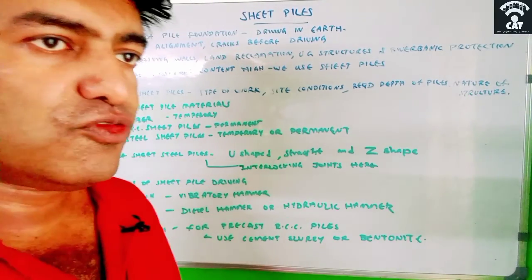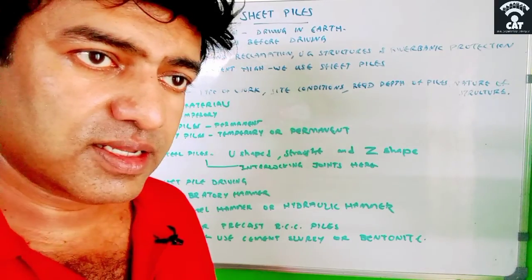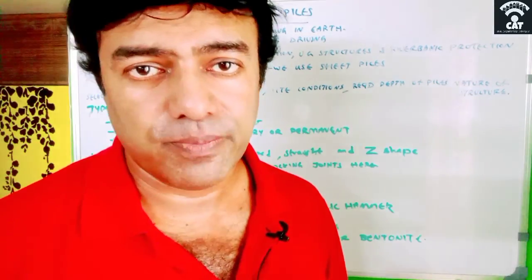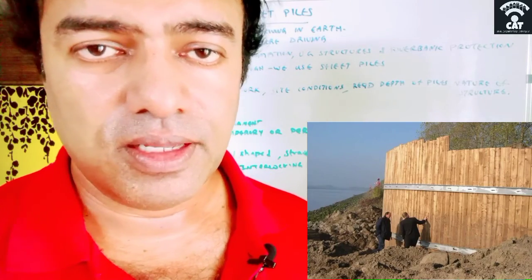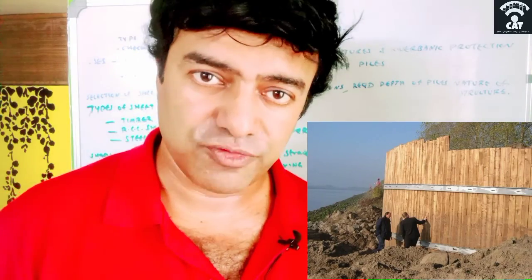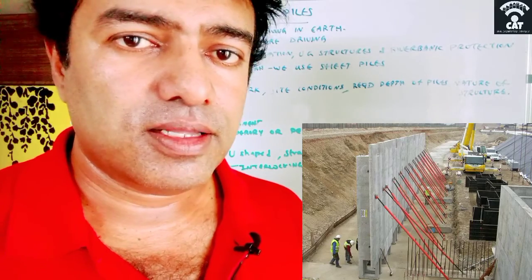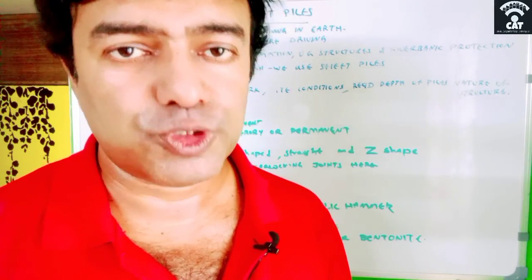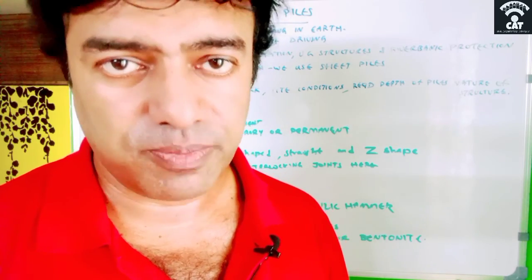And the types of materials that we are using for sheet piles are: we can use timber as a sheet pile, or we can use RCC, reinforced cement concrete, as a sheet pile. That will be precast. And the third one, the usual and popular one, is steel sheet piles.